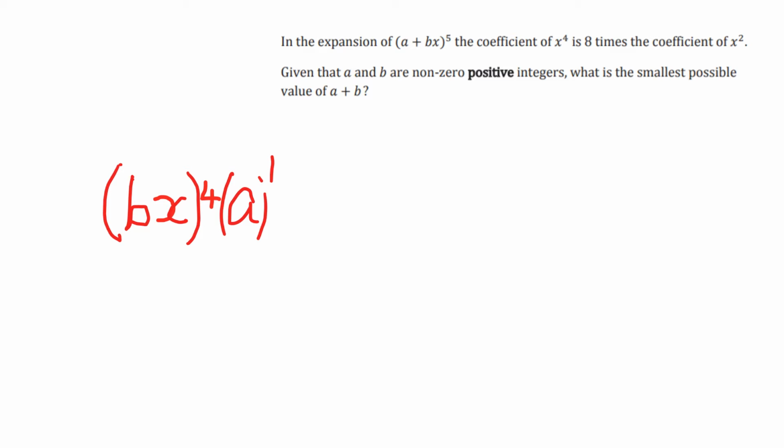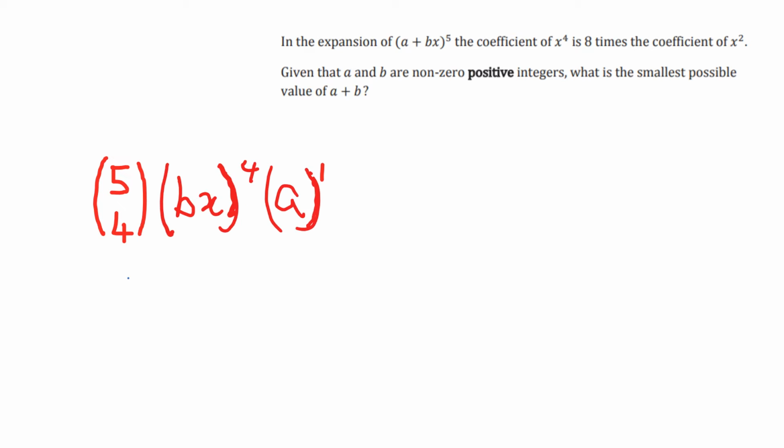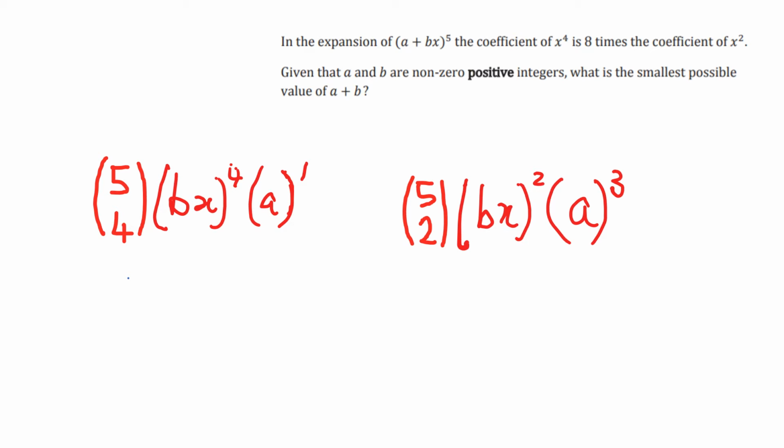And now to find the coefficient, we use 5 choose 4. Now, you can use either power, it turns out. 5 choose 4 or 5 choose 1 will give you the correct answer. Okay? Now we'll do the same thing here. And there's the x squared term.